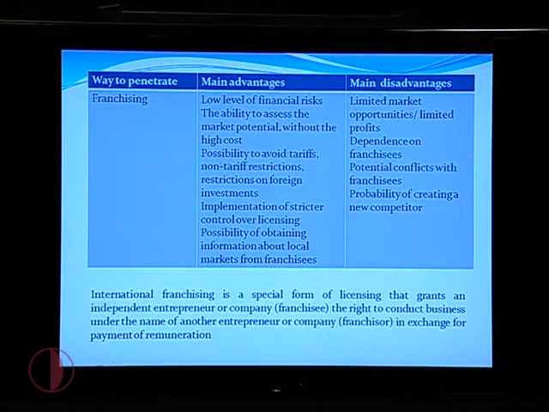The third way is franchising. International franchising is a special form of licensing that grants an independent entrepreneur or company, the franchisee, the right to conduct business under the name of another entrepreneur or company, the franchisor, in exchange for payment or remuneration. You can see the main advantages and main disadvantages in this table. Okay.